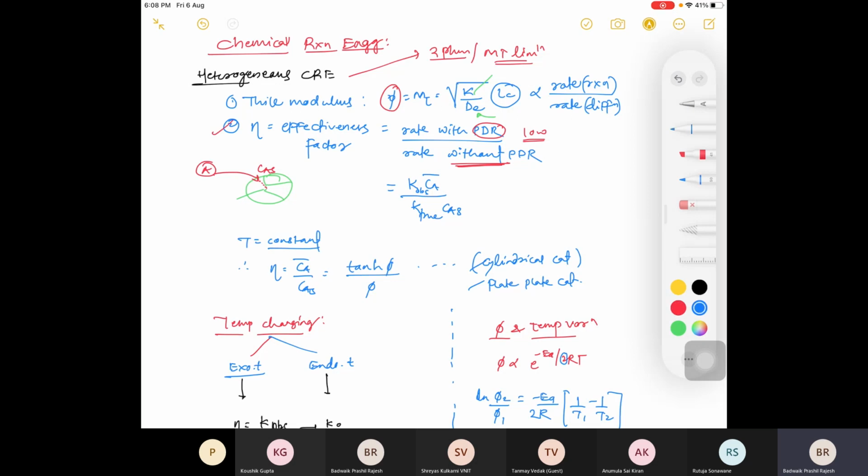And in Thiele modulus, I told you there are two regimes: one is Thiele modulus lower than 0.4, and the other is Thiele modulus greater than 4. If it is lower than 0.4, then it is called the weak pore diffusion resistance regime, that means the pore diffusion resistance is weak. The other is the high pore diffusion resistance regime, which means your Thiele modulus is high. So we'll compare this.